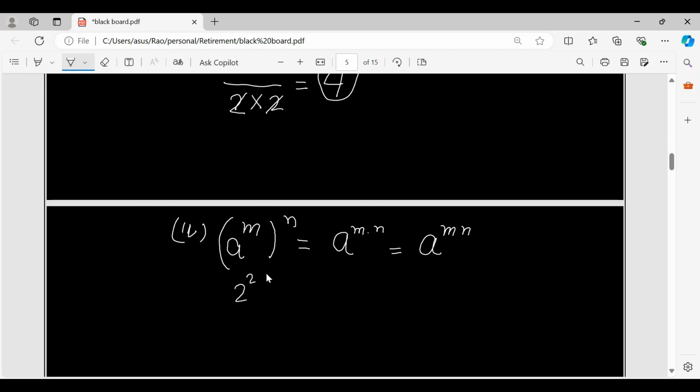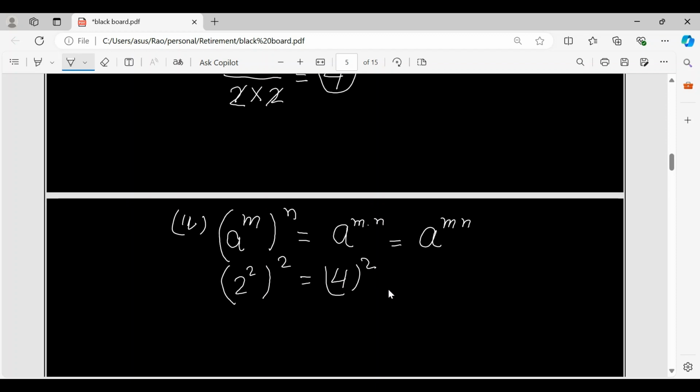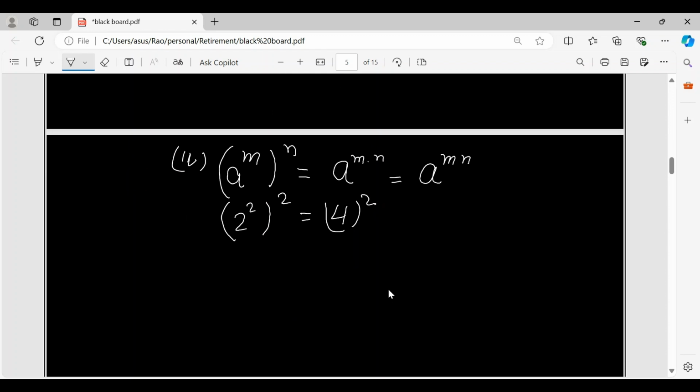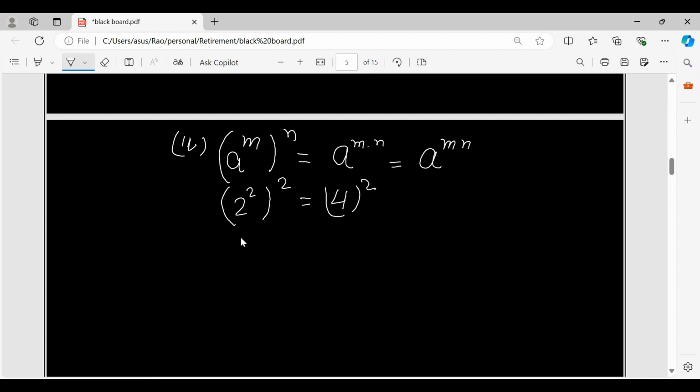Its answer is 2 to the 4, which is 4 squared. And we are expanding this to prove if our answer is correct. This is 2 multiplied by 2 and whole squared. So 2 multiplied by 2 is 4, and that is squared. So this rule is also true.